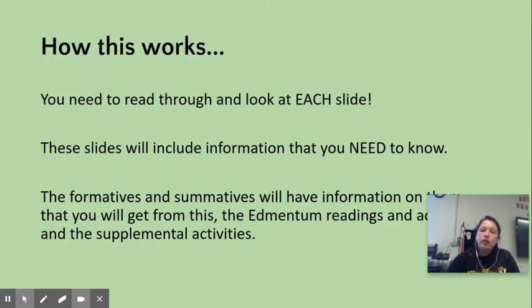This is just a quick reminder that you need the information from these slides, the video, and your admintum things in order to be successful on your assessments, whether it's the formative or the summative. Information from all of these things can show up on any of those kinds of assessments.